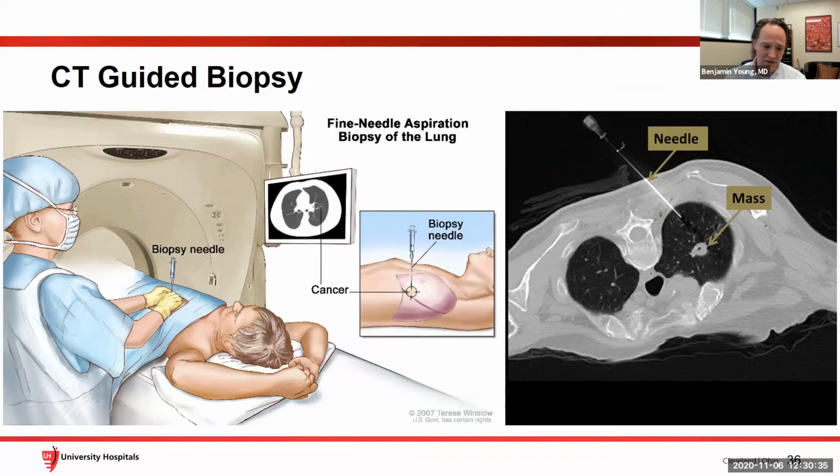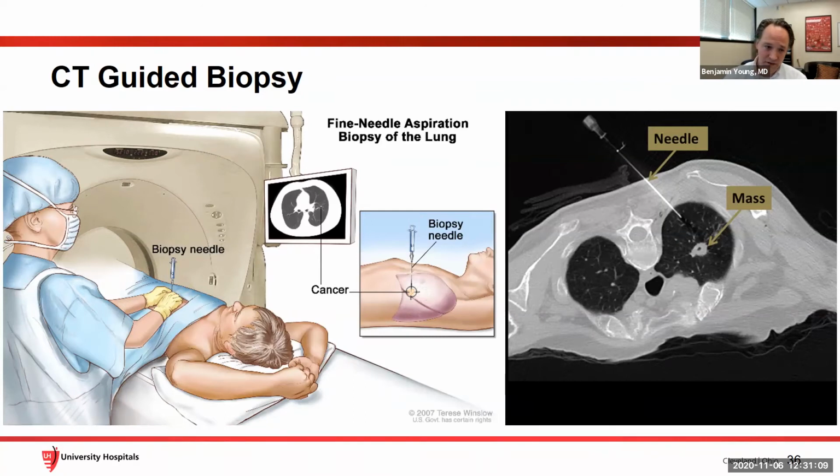The other part of it is that CT-guided biopsies, putting a needle into the lung, carry with them some risk, and the main risk is to collapse the lung. This happens somewhere between 25 and 40% of the time that this is done, and about 5% of the time the patient needs to have a tube put in between the ribs to help the lung reinflate. So again, CT-guided biopsy is a good method, but it does have some drawbacks.